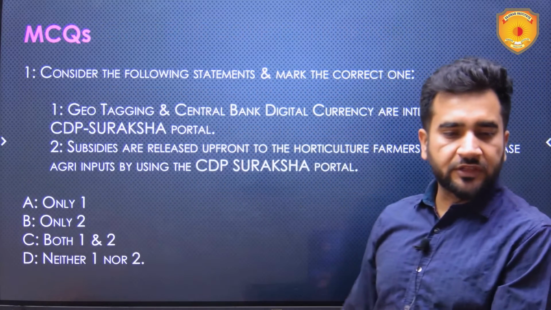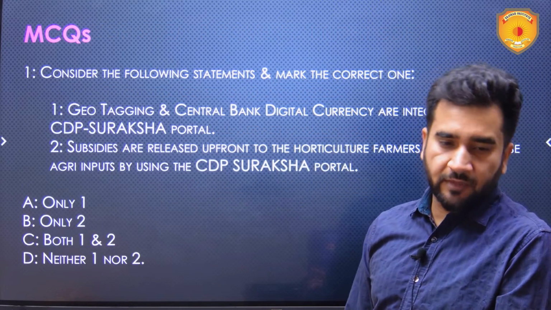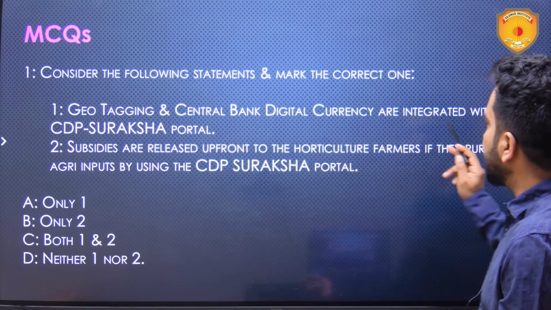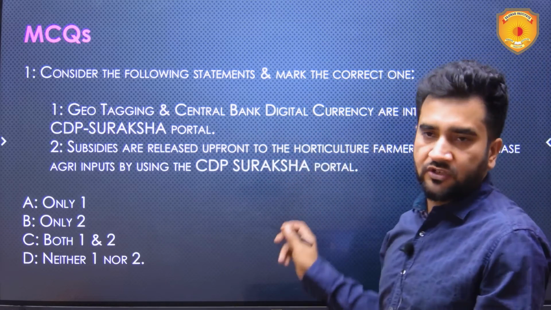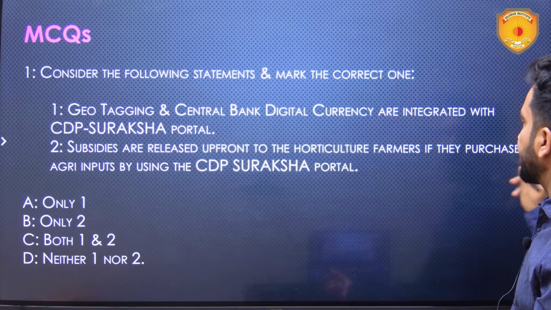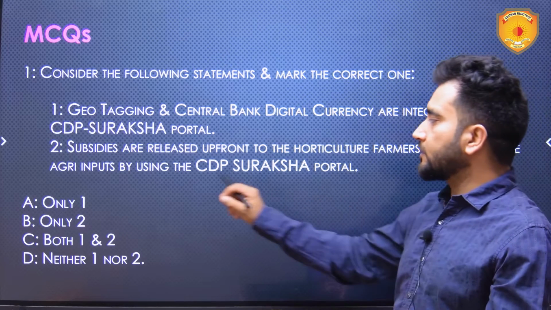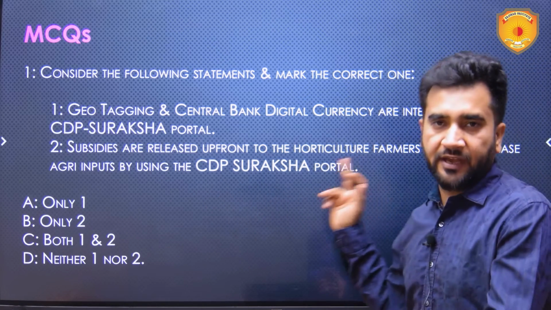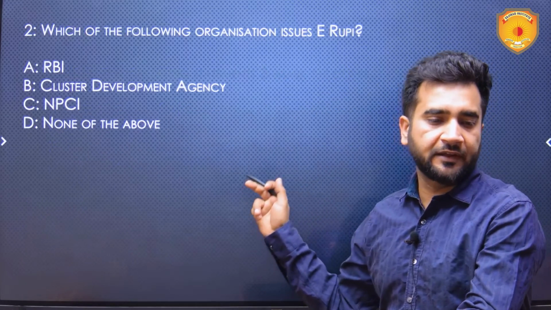Now MCQs on this. Consider the following statements and mark the correct one. First statement is geotagging and central bank digital currency are integrated with CDP-SURAKSHA portal. Second statement is subsidies are released upfront to the horticulture farmers if they purchase agri inputs by using the CDP-SURAKSHA portal. Which of these statements are correct? Read it carefully and answer.